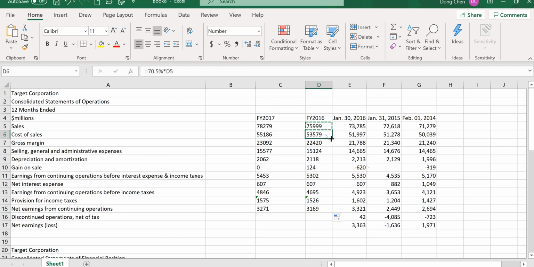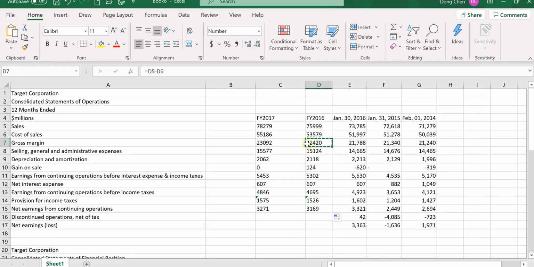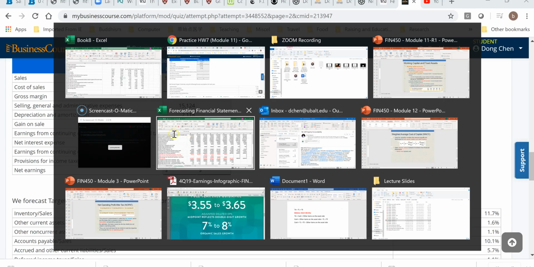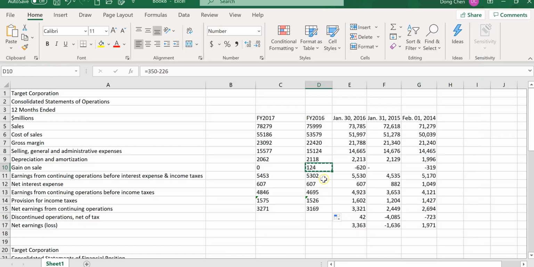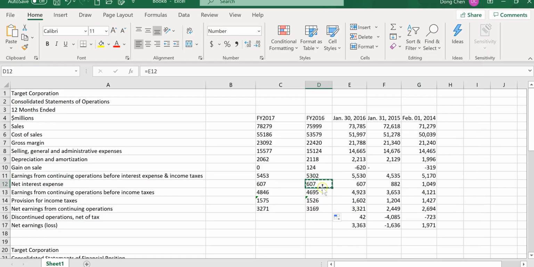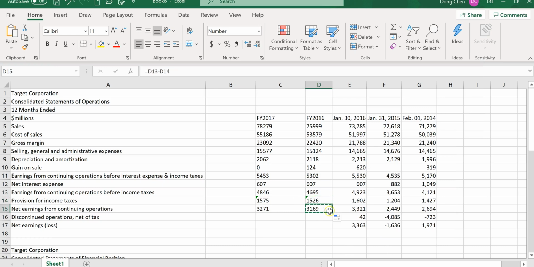And then cost of sales there, and gross margin there, and SGA, and depreciation and amortization, and gain on sale, and earnings from continuing operations before interest and taxes, and net interest expense, and earnings from continuing operations before tax, and this number, and finally the net income.